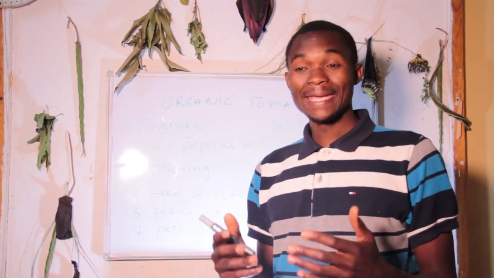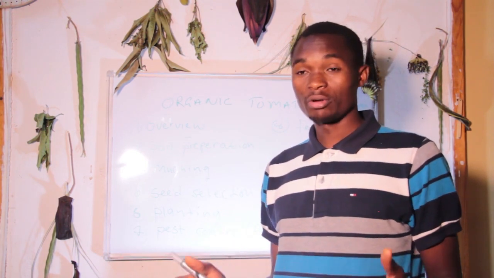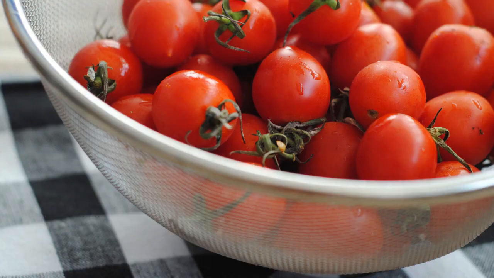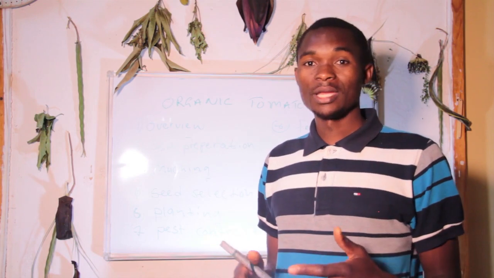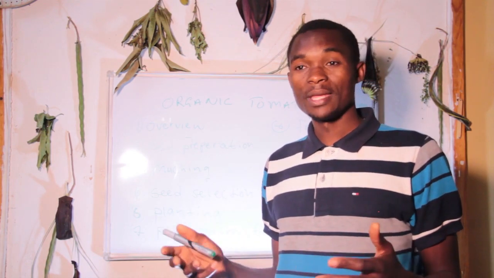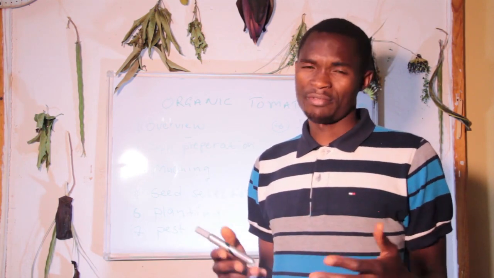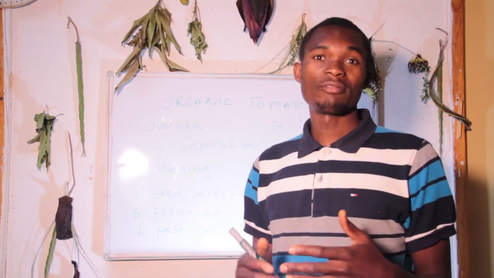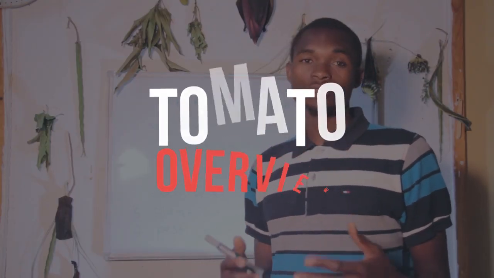Tomato is one of the killer cash crops you can grow to make a lot of money, because it is a crop which people eat thrice or even up to four times in a day. It is a fruit found in the Solanaceae family, and crops in this family are heavy feeders. So before you grow any crop, it is very important to have an overview. So I'm going to give you a brief overview of tomatoes.